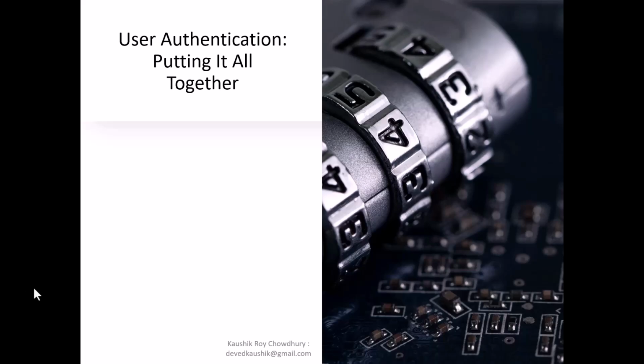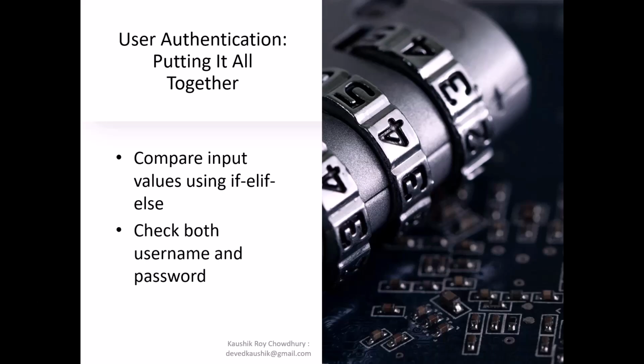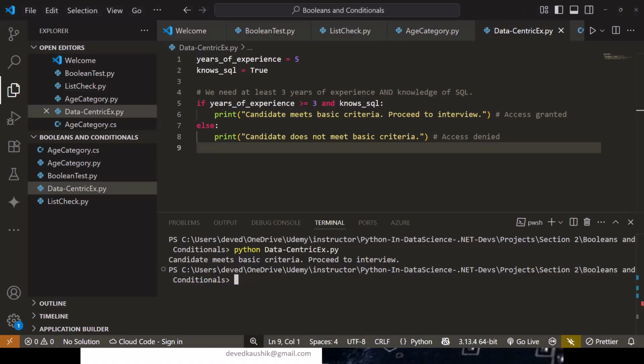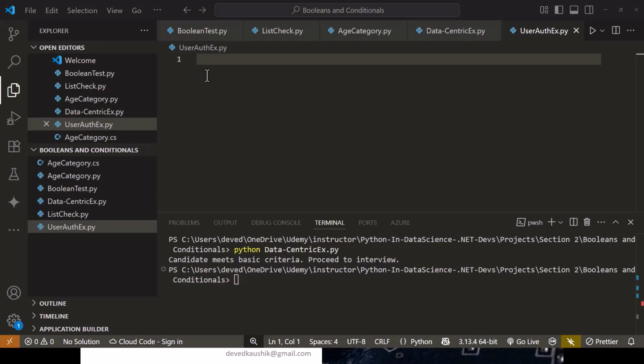So let's see what it is. We will compare input values using if, elif, else, and check both username and password, and return appropriate access messages. So let's visit our Visual Studio Code. Flip over to Visual Studio Code and write another piece of code. I created another file in Python, user_auth_ex.py, and I will paste the code that I have.